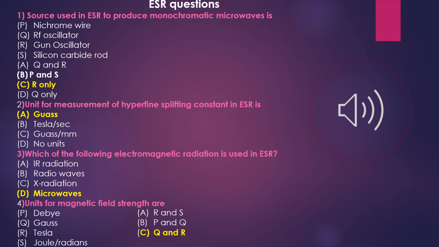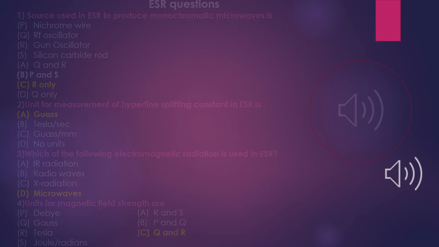4. Units for magnetic field strength are: P. dBi, Q. Gauss, R. Tesla, S. Joule per radians. A. R and S, B. P and Q, C. Q and R. The answer is C. Q and R.